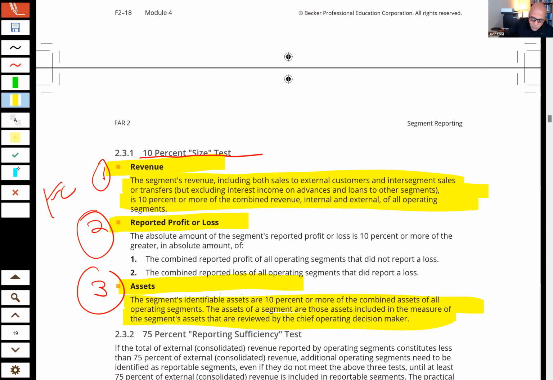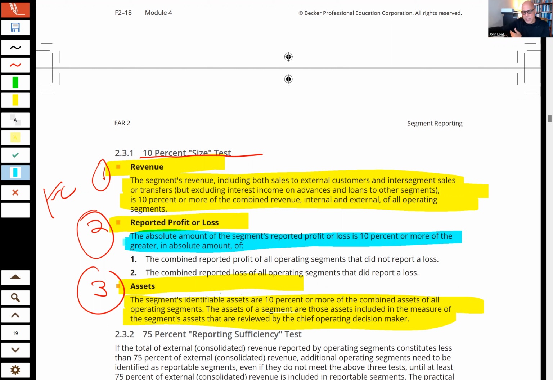Now, for reported profit or loss, we take all of our loss segments and group them together, and then we take all of our profit and 0 segments, although I don't know that the exam ever has one with a net income of 0. I guess it doesn't matter where you put it. So we take all of our negative segments, all of our loss segments, and add that number together, that big old negative number.